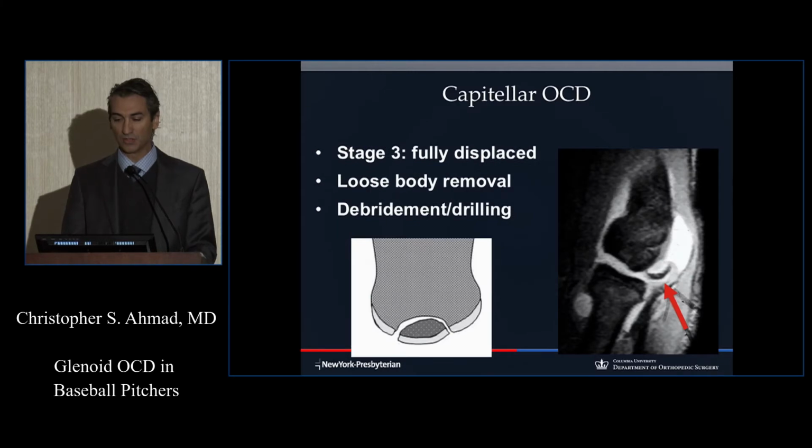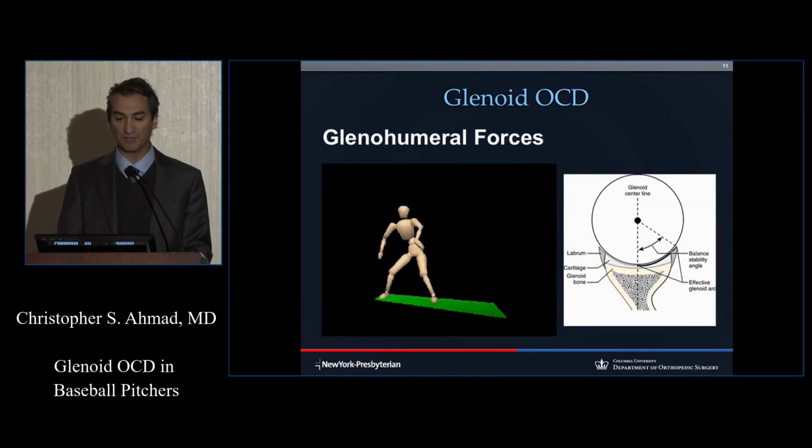And we're talking about capitellum right now. We're going to get to the glenoid in a second. When it's fully displaced, you see the arrow, the piece is broken off, it's in the back of the elbow. Usually can't extend your elbow anymore. There's a loss of motion. That one, you take the loose piece out and you manage the defect.